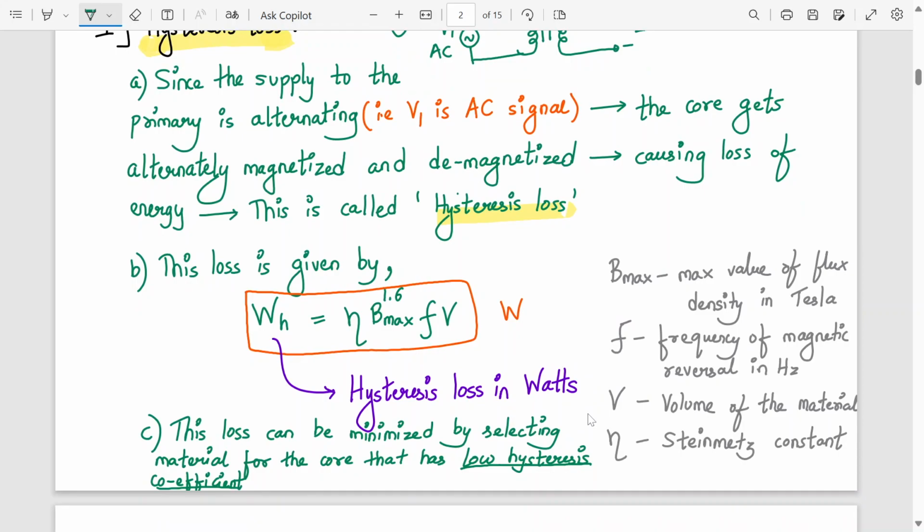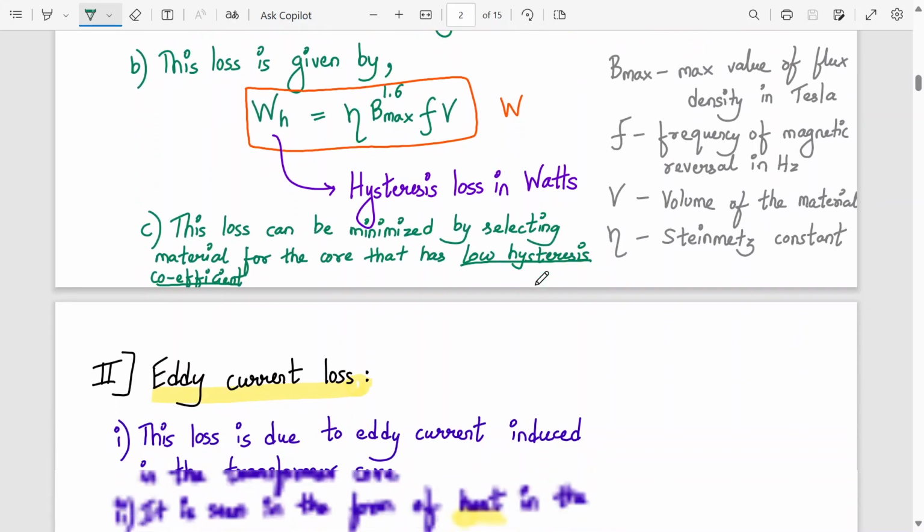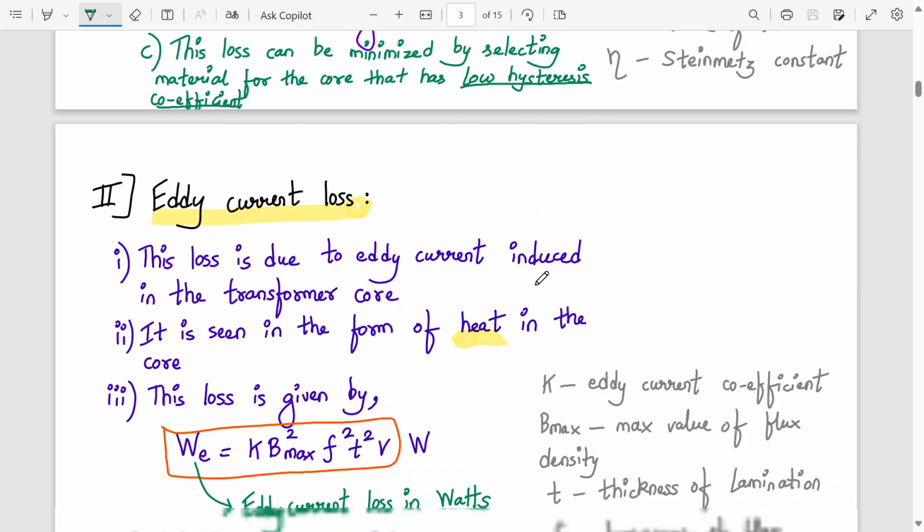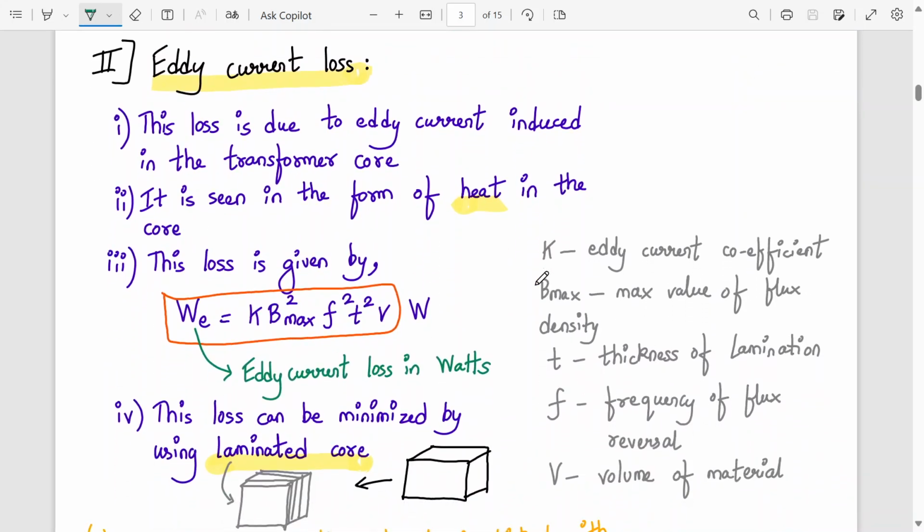Alright? Can we go to the eddy current loss now? Any doubt? Yes? Okay. Next is eddy current loss. It's a part of your iron or core losses. This loss is due to eddy current induced in the transformer core. It is seen in the form of heat. What is the effect of eddy current? It produces a lot of heat. So it is seen as an after effect in the form of heat in the core. So the core gets heated up because of eddy current loss.